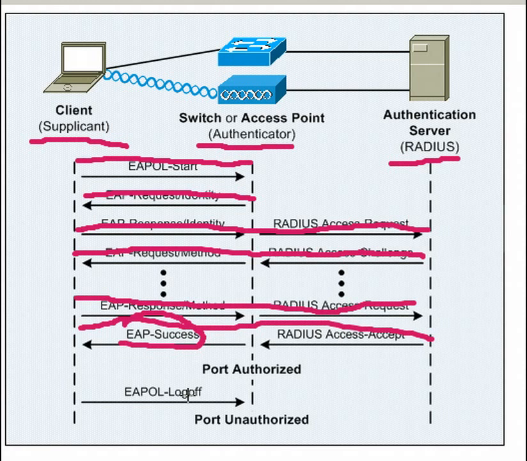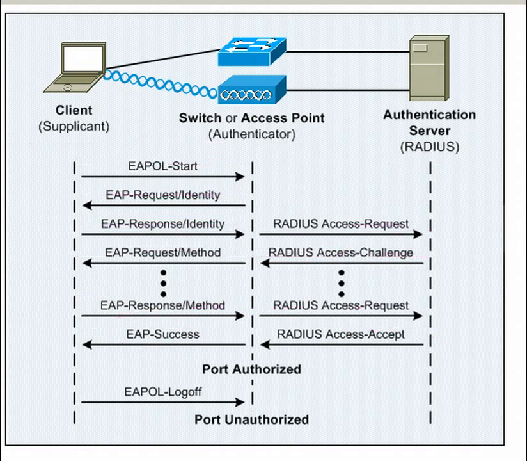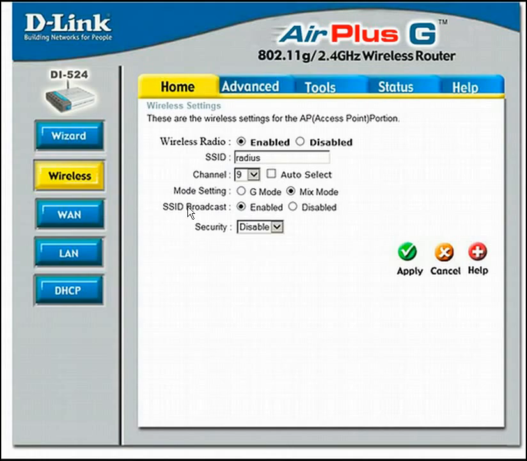This protocol is one that can be used on both a wired and a wireless network. With that, let's go ahead and get started, and let's do the easy thing first, which is to configure the wireless access point. Okay, I've already connected to my D-Link AirPlus G 802.11G 2.4 gigahertz wireless router.